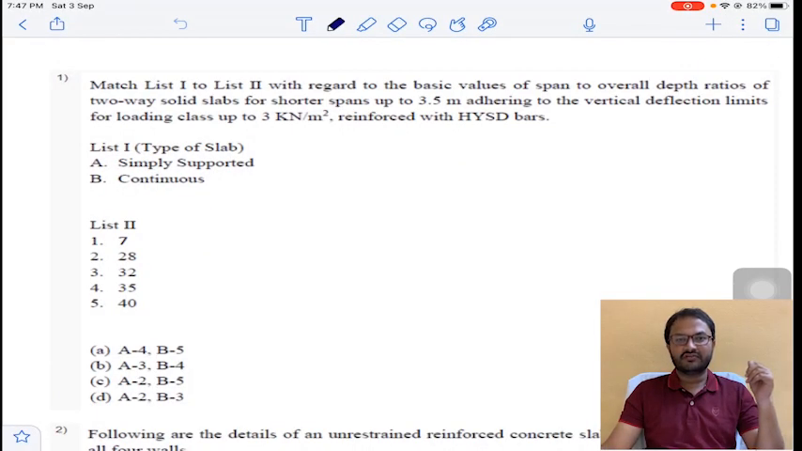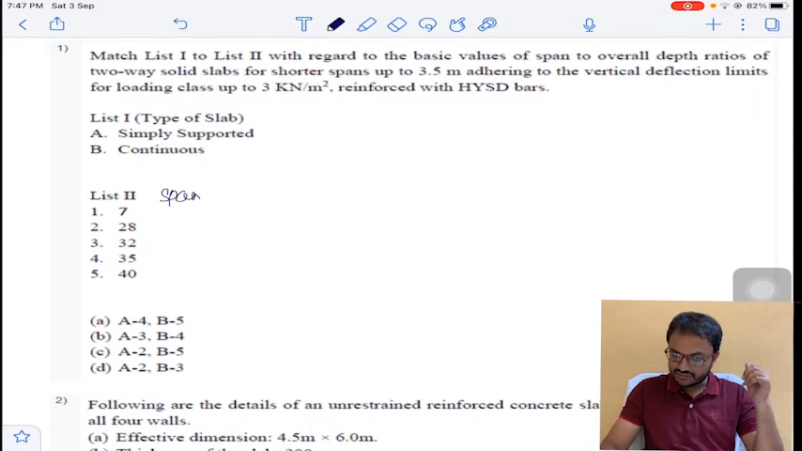Today I am going to solve the sixth assignment of design of reinforced concrete structures. It is related to the slab portion. The first question is, he has given in list 1 a type of slab, and in list 2 it is span to overall depth ratios. Span to overall depth.